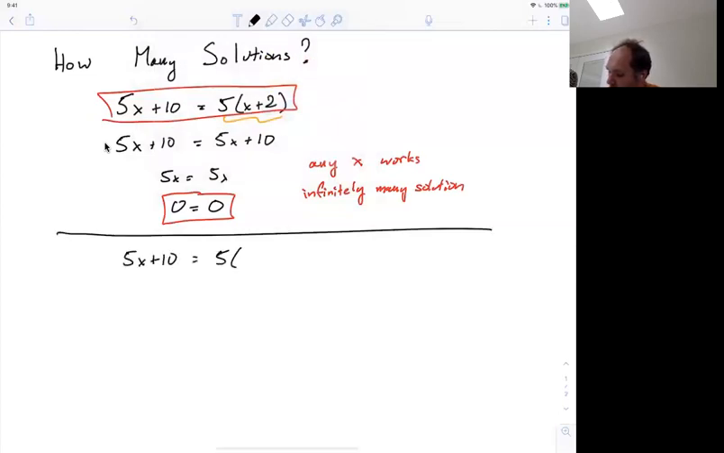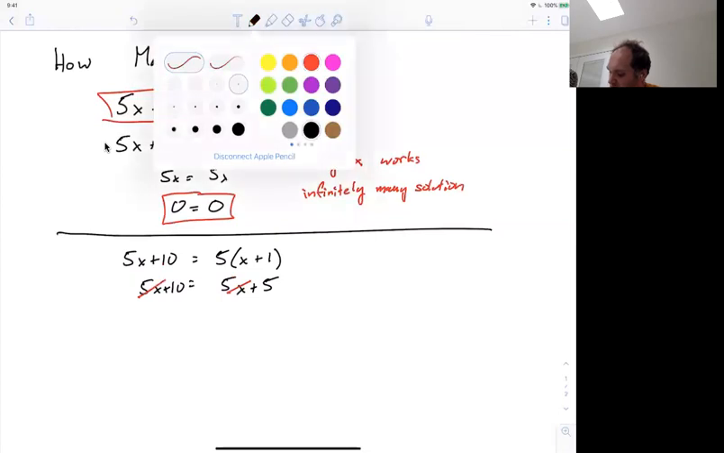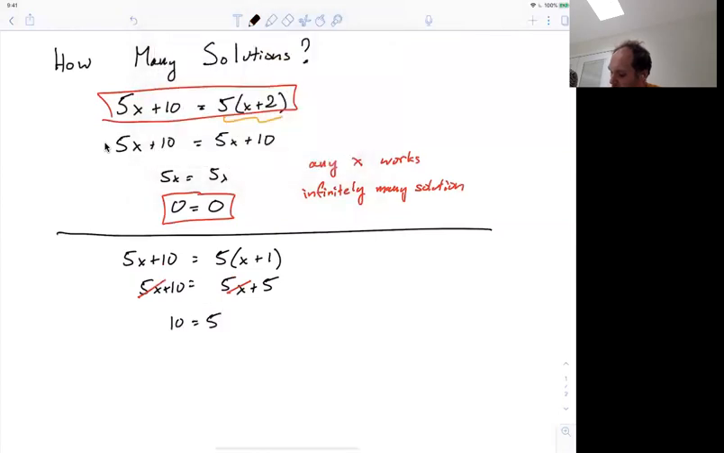On the flip side, we can adjust this equation and give a slightly different example. So we start off with 5x plus 10 equals 5 times x plus 1 and try to simplify this. We'll end up with 5x plus 10 equals 5x plus 5. Or when we simplify this, we'll end up with 10 equals 5. Or if you want to simplify it even further, we'll get 5 equals 0.